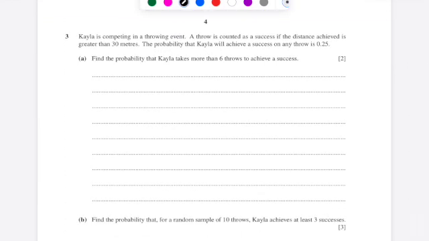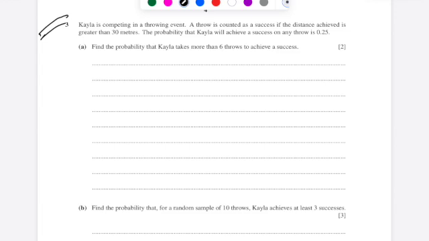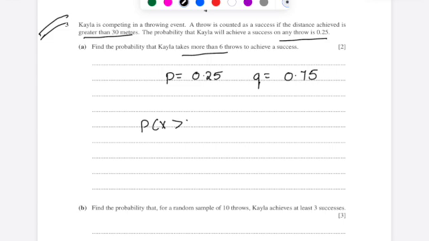Question number 3. Kayla is competing in a throwing event. A throw is counted as a success if the distance achieved is greater than 30 meters. The probability that Kayla will achieve a success on any throw is 0.25. Probability of success is 0.25, so probability of failure will be 0.75. Find the probability that Kayla takes more than 6 throws to achieve a success. So probability of x greater than 6 is nothing but 0.75 to the power of 6, which is 0.178.